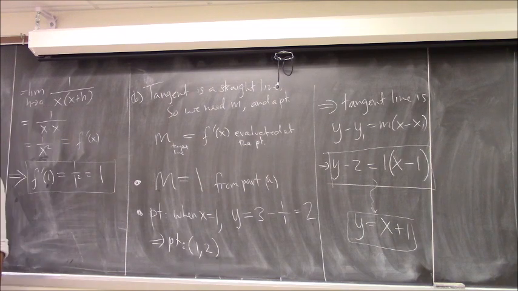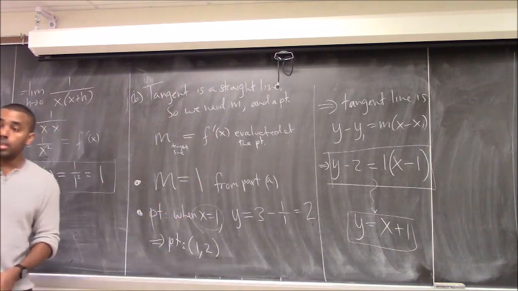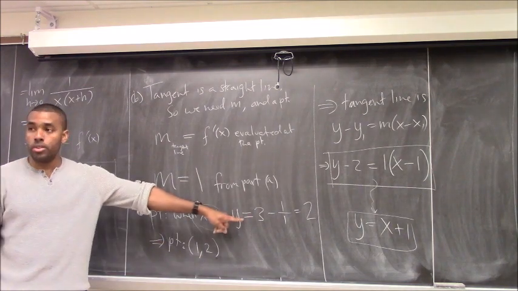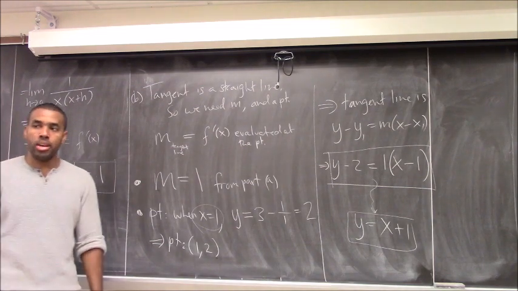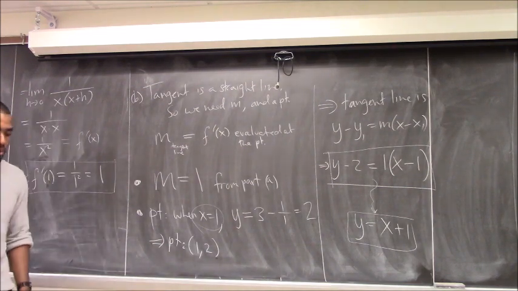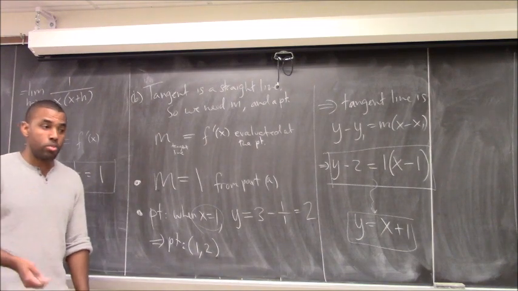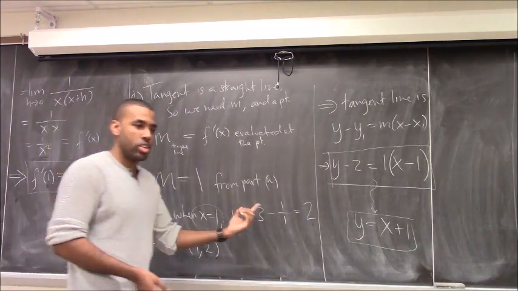Wait, you were given the coordinates, right? We were told that x equals 1. Okay. So to find that coordinate, I had to use the given function. The given function is what tells me the outputs. It tells me the y value. So if I know an x value, I can find the y value by looking at the original. If I need to find the slope at a certain point, I look at the derivative. If I need to find the y coordinate at a certain point, I look at the original.